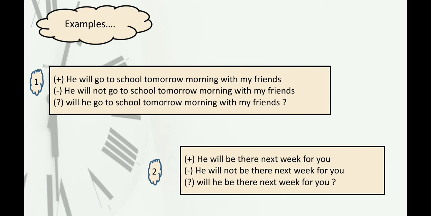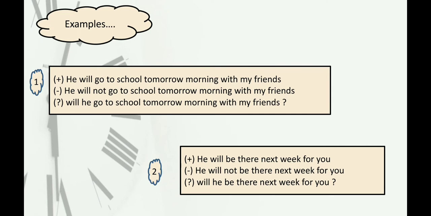Dan diubah dia ke dalam bentuk negatif. He will not go to school tomorrow morning with my friends. And then untuk yang interrogatifnya, will-nya akan move ke depan, setelah itu diikuti subject. Will he go to school tomorrow morning with my friends? Itu dia dalam bentuk verbal. Tidak ada perubahan kata kerja, jadi kita hanya menambahkan not saja dan memindahkan will-nya ke depan di bentuk interrogatif. Jadi kata kerjanya tetap menggunakan kata kerja verb one atau kata kerja pertama.